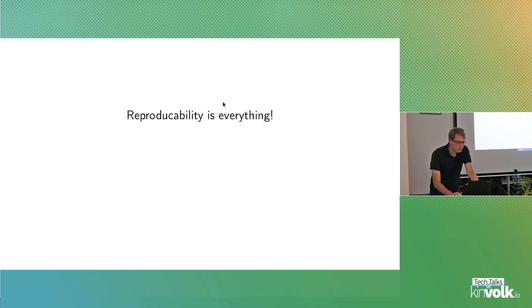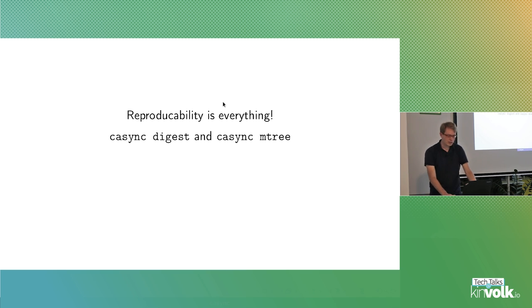I already mentioned that, for me, reproducibility is everything. I want the entire trees to always be reproducible. That's why CASync has a couple of different verbs: one is to make one of these index files and store stuff in the store, one is to extract it. But there's also casync digest and casync mtree. CASync digest calculates, as the name suggests, a digest over a directory tree. It will serialize it, not actually caring about the serialization, but calculating the SHA sum of that serialization while it does that.